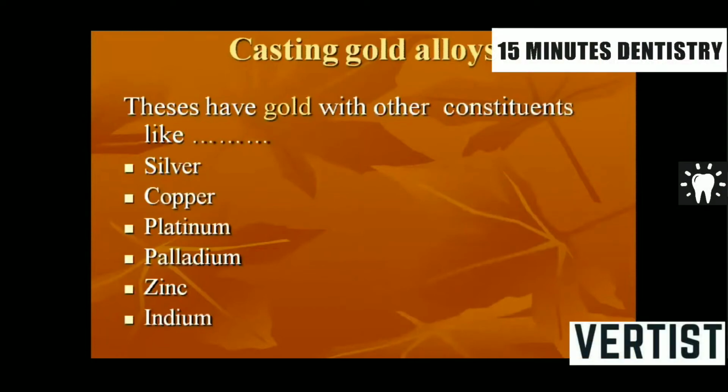Casting gold alloys. Now, these have gold along with other constituents like silver, copper, platinum, palladium, zinc, and indium. In the first place, why do you need to have cast gold alloys? As explained, pure gold is a very soft material. It cannot work in the stress-bearing areas at all.